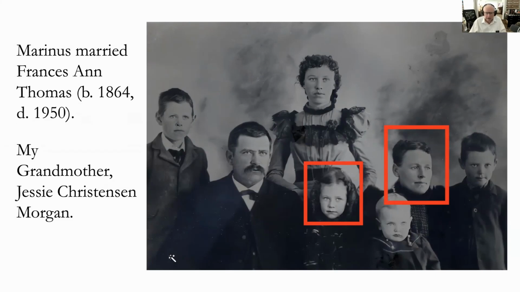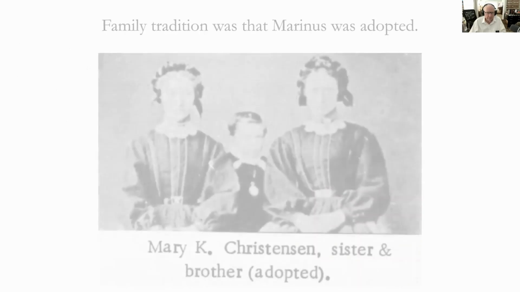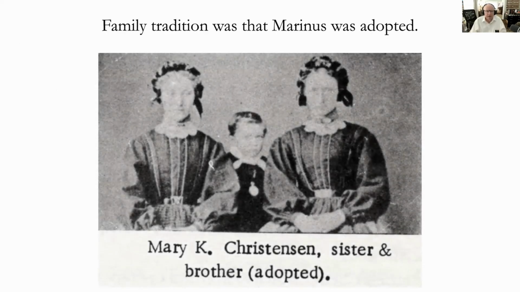Okay, so this is Marinus when he was married and had children. Now, here's the tradition. The tradition was that Marinus was adopted. Here's a reproduction of the same old photo that I had earlier, where someone has a notation on it: Mary Kay Christensen's sister and brother, parentheses, adopted. So the issue here was, was Marinus adopted? Obviously, we didn't know.